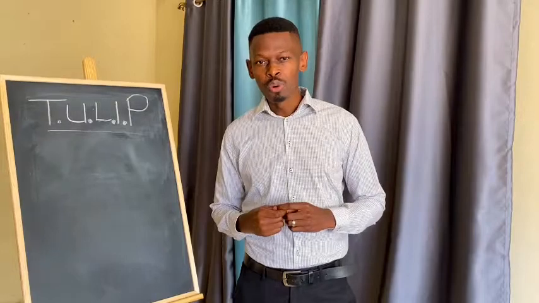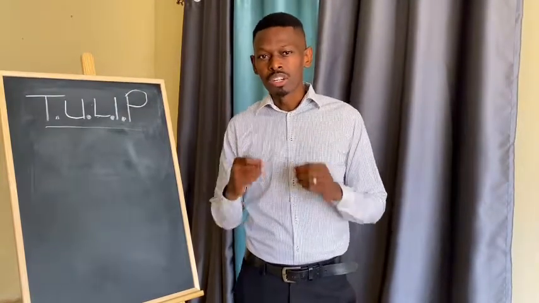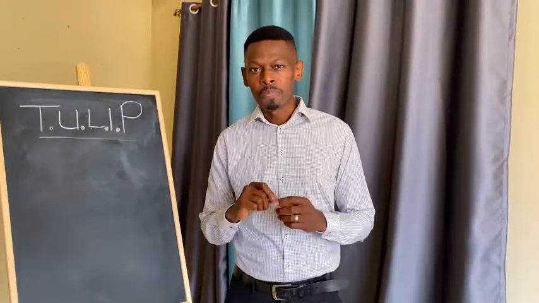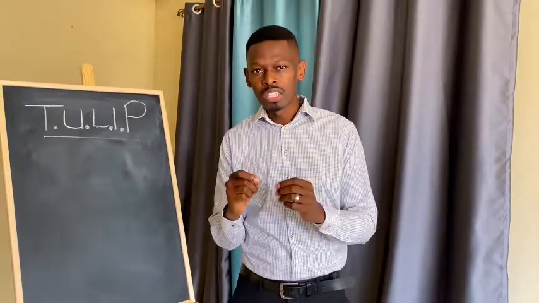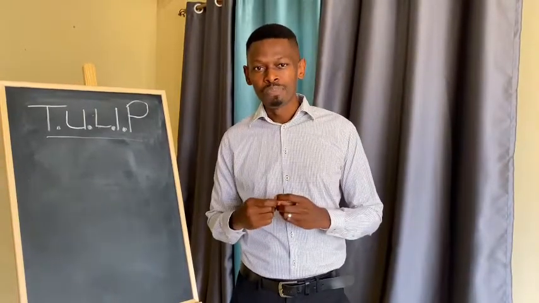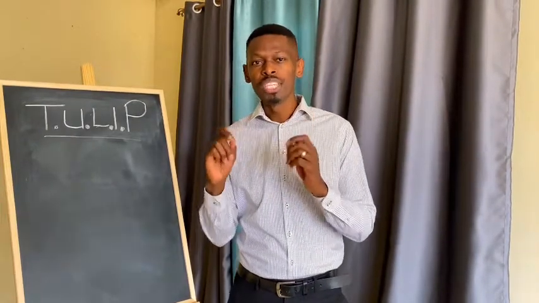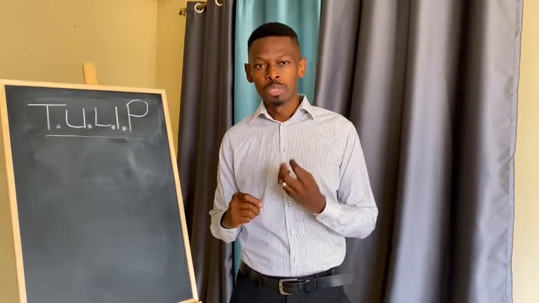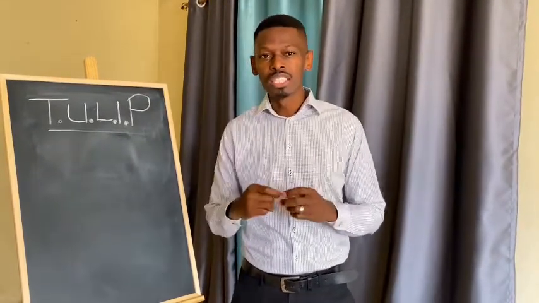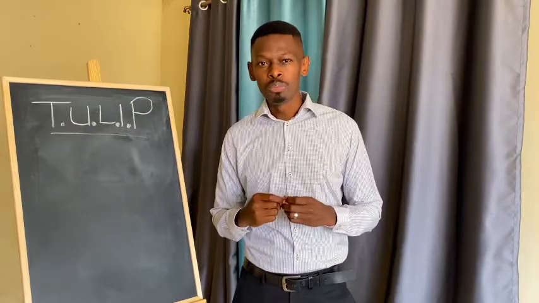U simply stands for unconditional election. What does that mean? It means that God has and will appoint the people that must be saved, and he will extend his salvation to those few people that he has appointed for salvation. They may be predestined to be saved, hence the concept of predestination. So unconditional election simply suggests that there is a set of people that God has set aside that he will extend his grace towards.